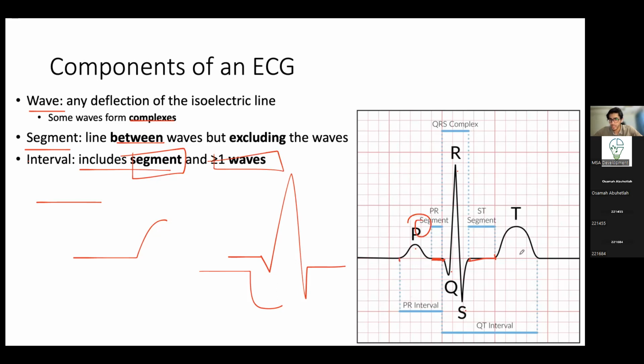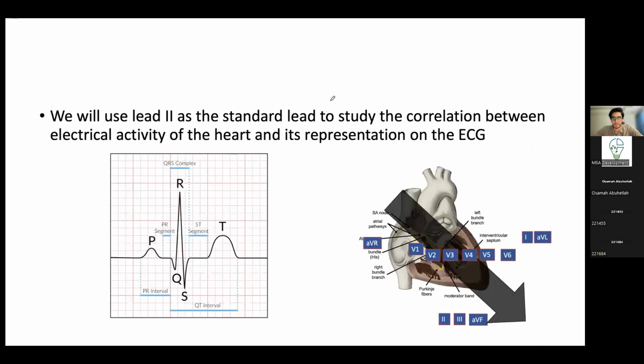Then we have the QT interval, which starts at the start of the Q wave, and it ends at the end of the T wave. It includes the QRS waves, it includes the T wave, and it includes the ST segment. So these are just definitions to help you clarify what is an interval, what is a segment, what is a wave. I hope this was clear.